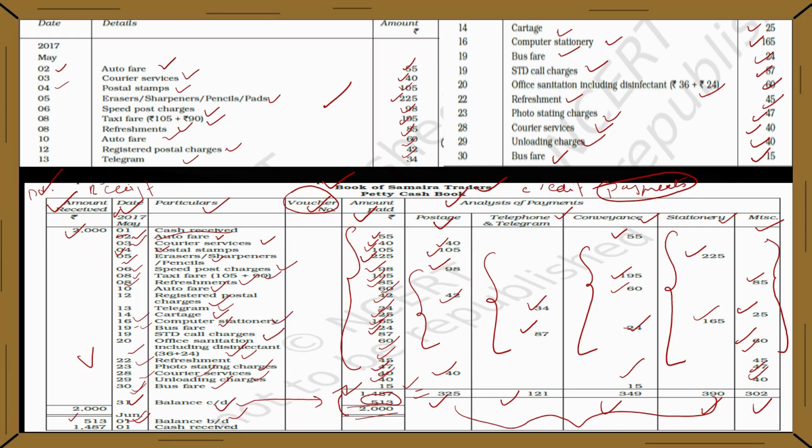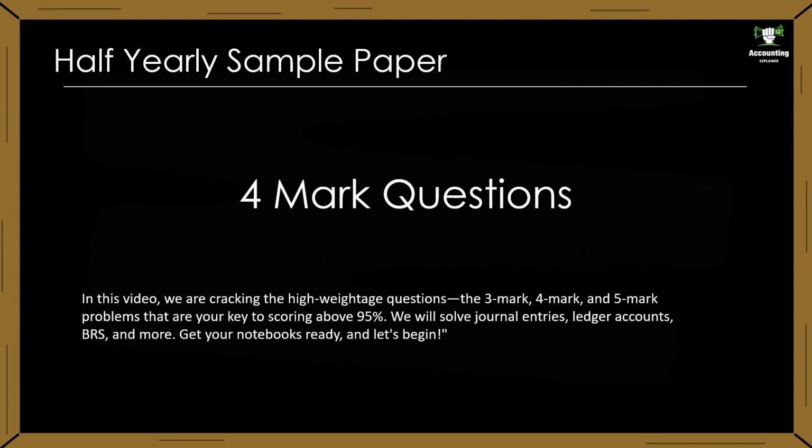Now we should maintain a balance of how much? 2000 rupees. So on the 1st of June, you receive cash 1487. These two together will give 2000 rupees. That is your imprest cash. 3 marks question is over.